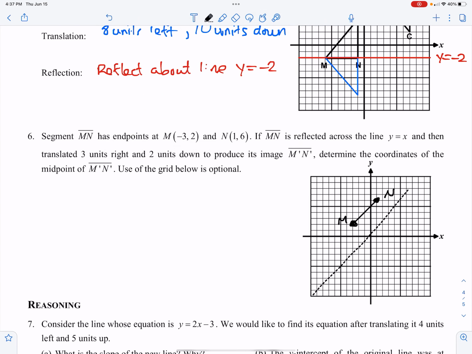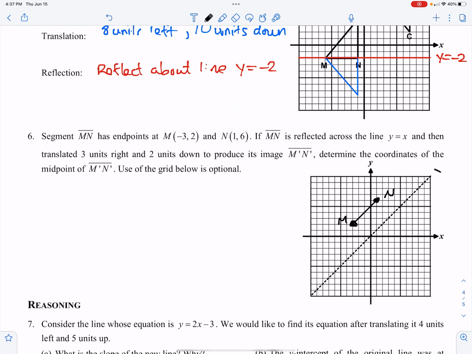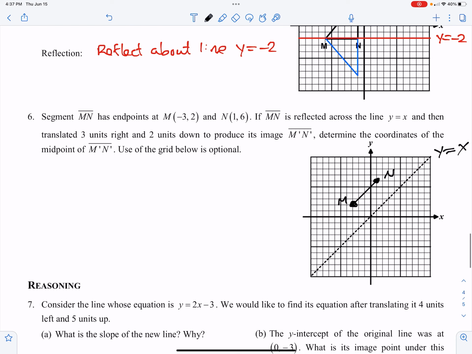draw the line y equals x right there. Okay, so it's reflected about that line, y equals x. Now, what that means is, remember, when we flip about that line, we flip the x and y coordinates. So that point is going to go down here. That point is going to go down here.